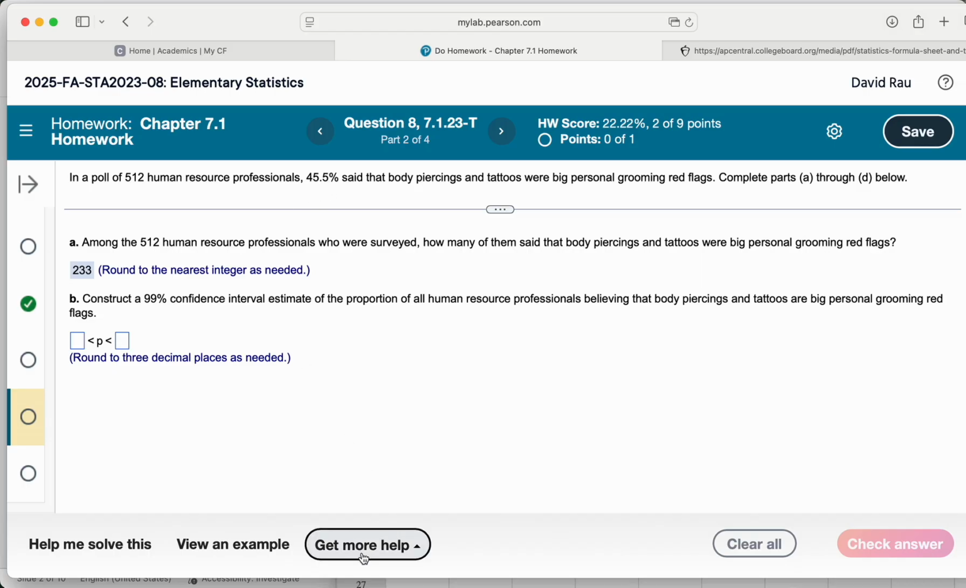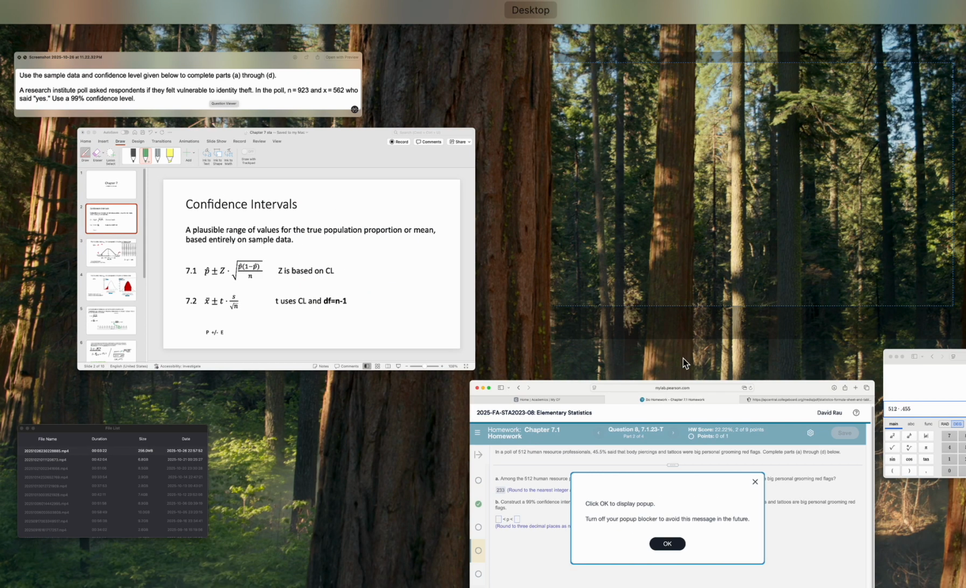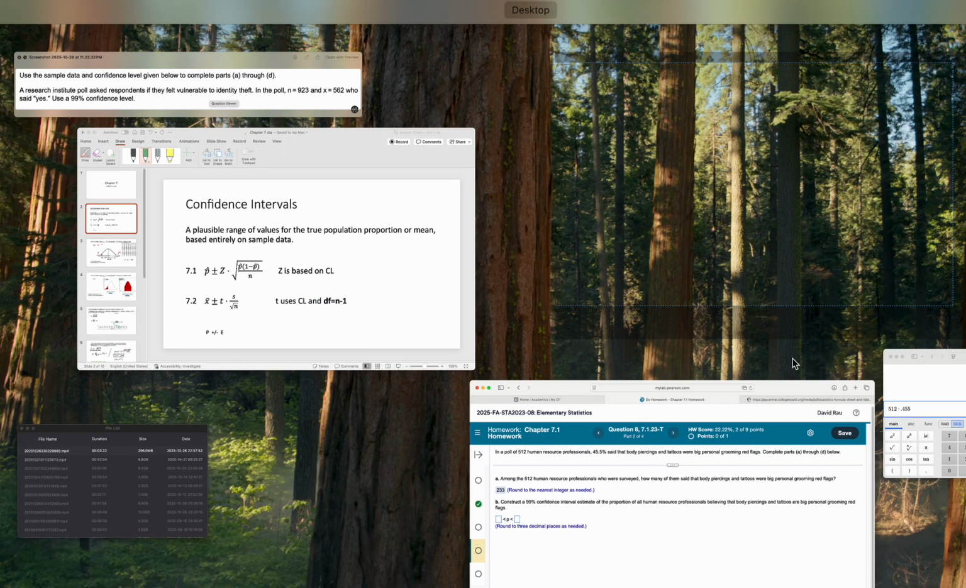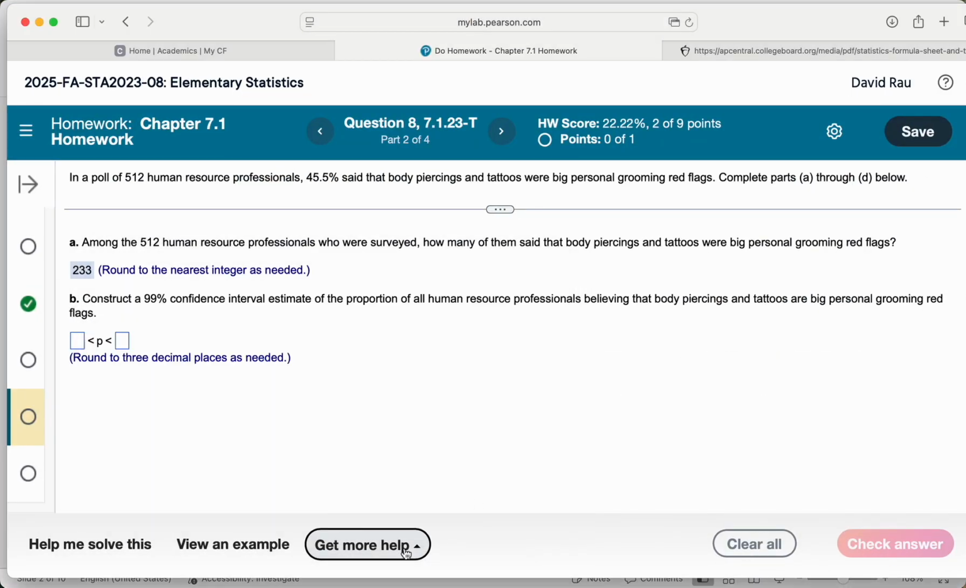All right, from there, believe it or not, it doesn't seem like we have enough to form a whole interval, but we do. We can press get more help in StatCrunch. I think I already got a window open somewhere. Maybe I don't.